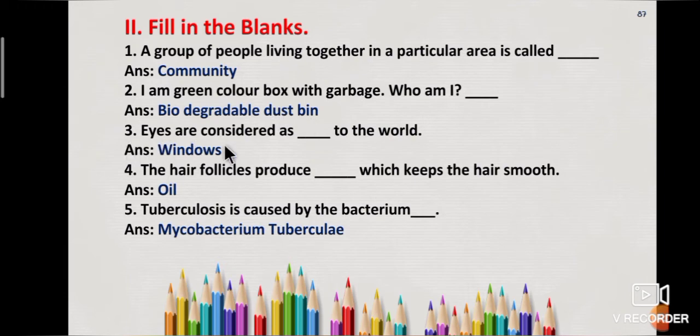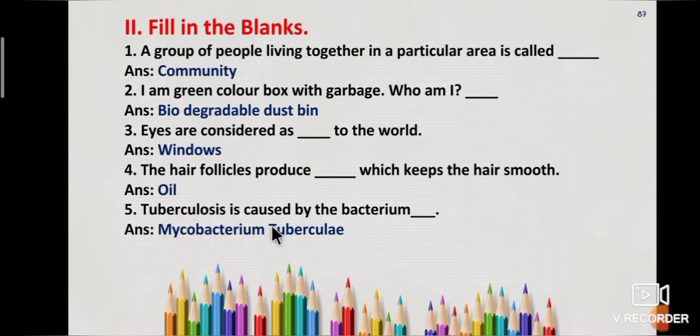Third question, eyes are considered as dash to the world. Answer is windows. Eyes are considered as windows to the world. Fourth one, the hair follicles produce dash which keeps the hair smooth. Answer is oil. The hair follicles produce oil which keeps the hair smooth.